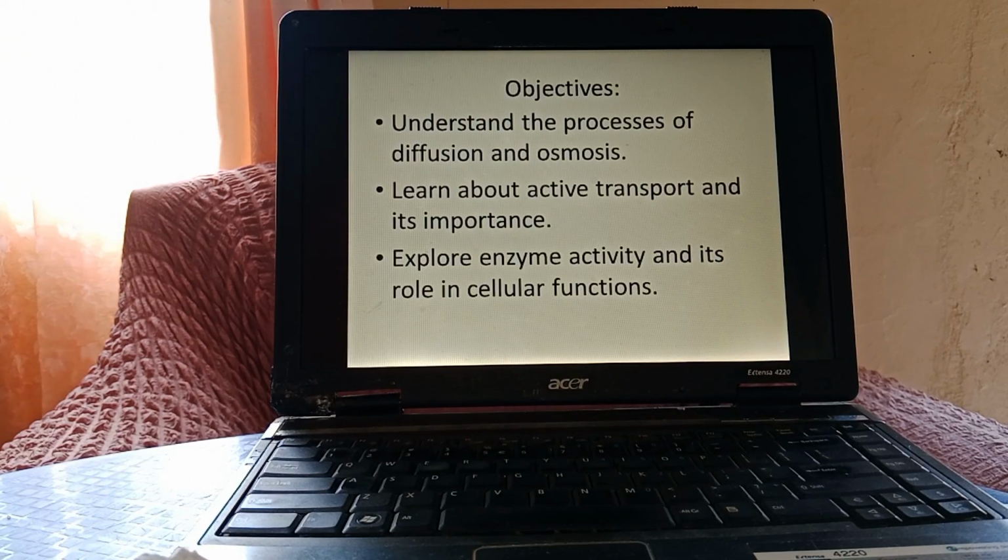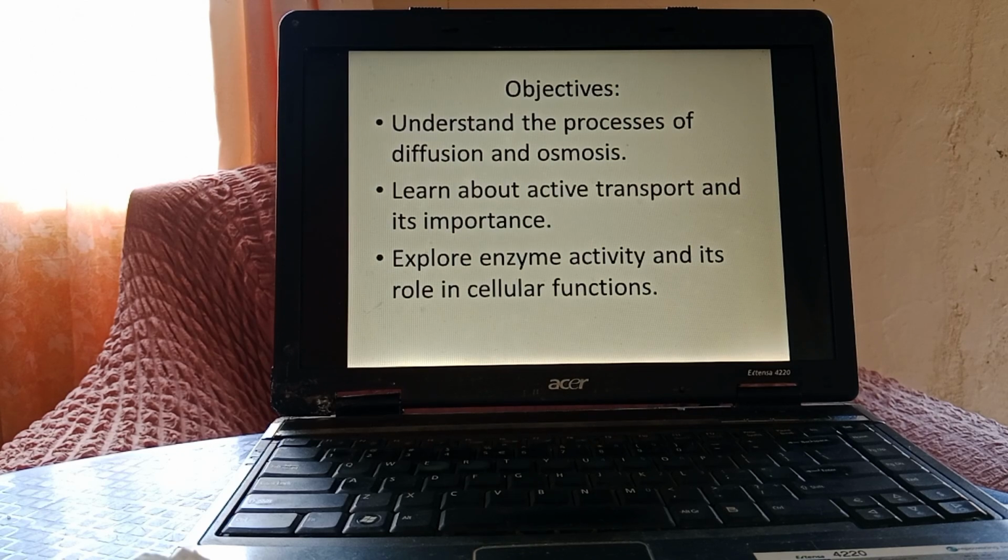Objectives: understand the process of diffusion and osmosis. Second one is learn about active transport and its importance. And then we will end up with exploring enzyme activity and its functions.